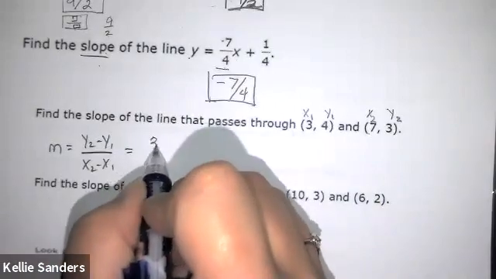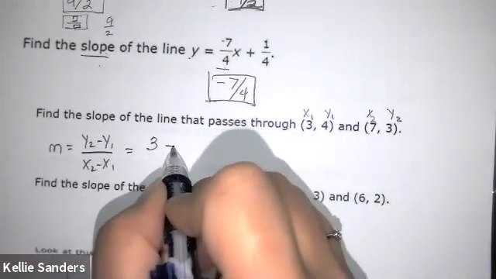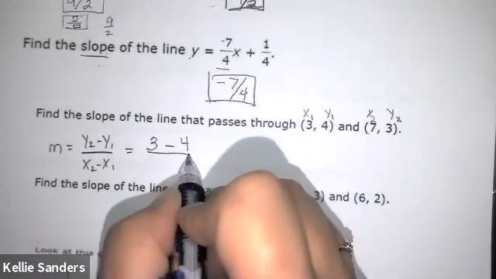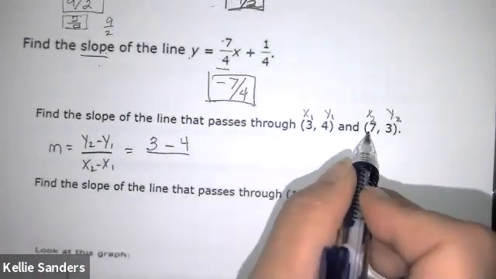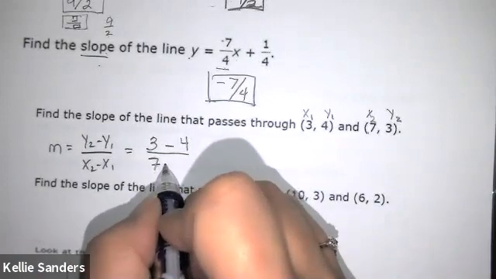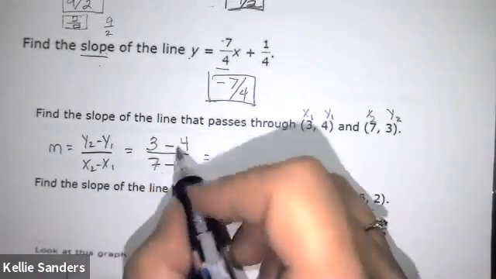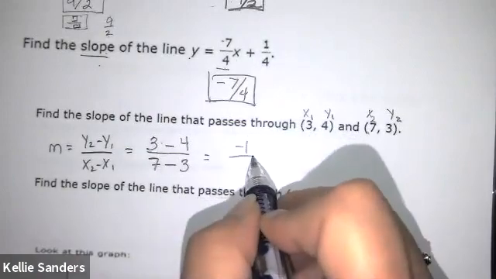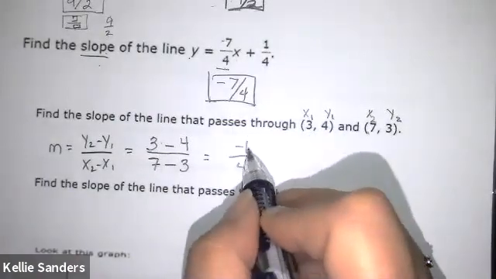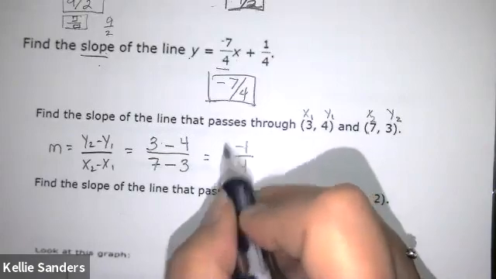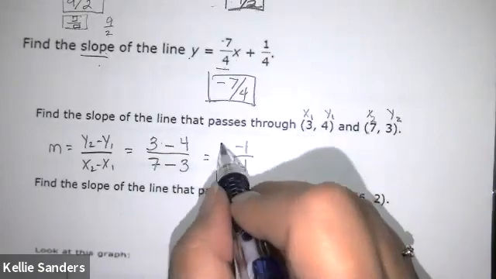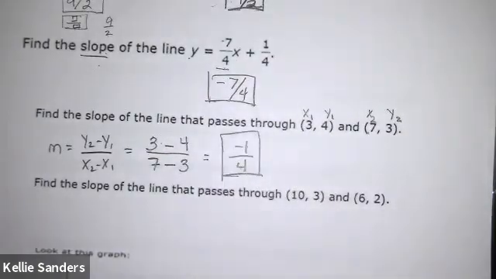Y2 is 3, always subtract y1. X2 is 7, always subtract x1. Then you just do the math. 3 minus 4 is negative 1. 7 minus 3 is 4. Is this reduced? Yes, it is. Is there just one negative sign? Yes, there is, which means we are finished.